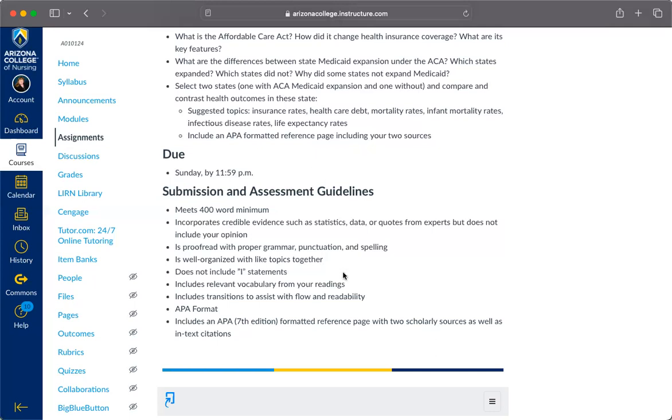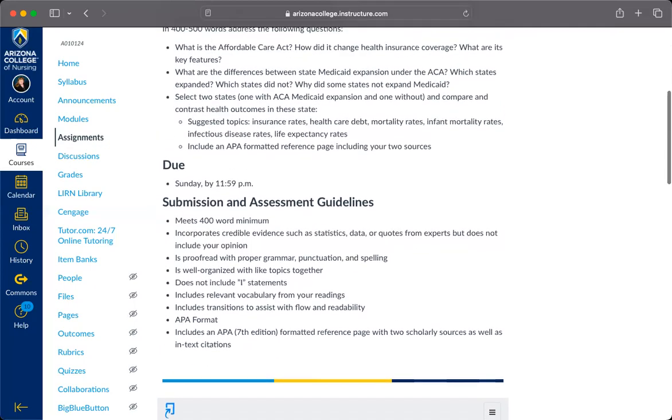Don't use I statements. So, don't say things like, I believe the Affordable Care Act did this. Just say the Affordable Care Act did, whatever you're trying to say. Make it flow and use the APA citations.